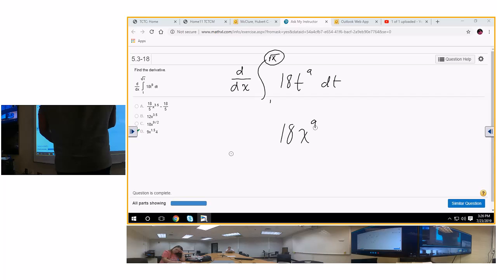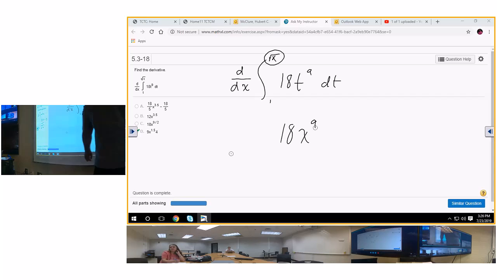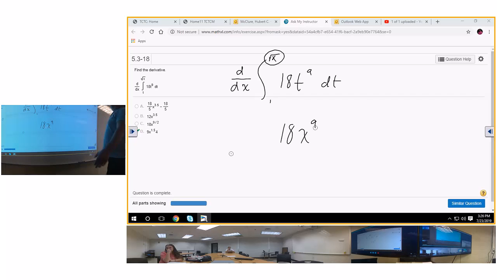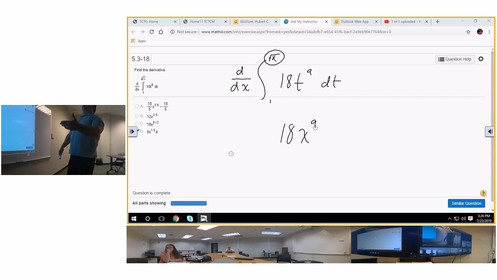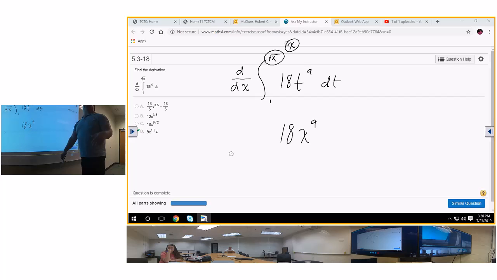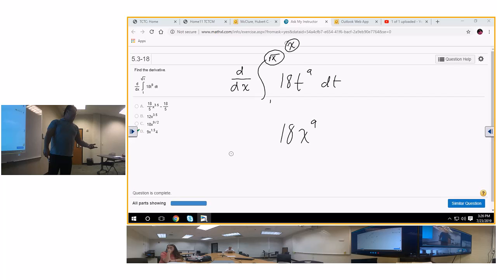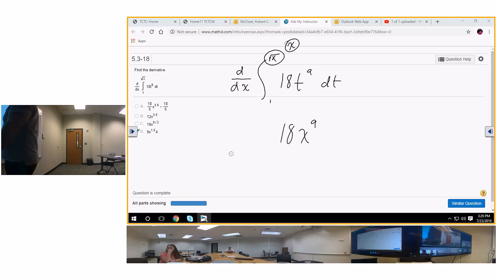But since this is not just x, when it's just x, if it says 1 to x, or if it says 0 to x, or negative 5 to x, or 8 to x, or 3 to x, or if this is just x, then you just rewrite it with an x. Because what is the derivative of x? 1. And you multiply the whole thing by 1, you get the same thing. So when this is x, you do the chain rule and you get just this.